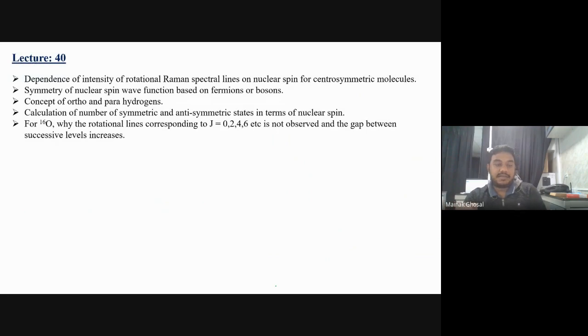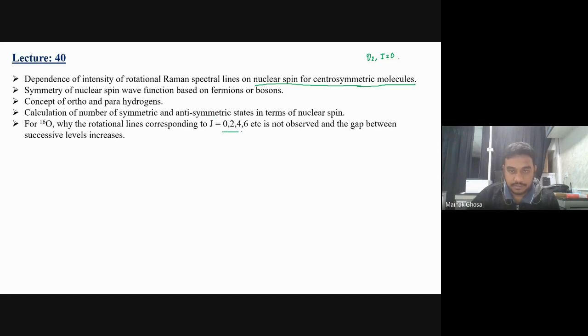In the next lecture, it was shown that the intensity of these rotational Raman spectral lines has a certain dependence on nuclear spin for a centrosymmetric molecule. On the basis of nuclear spin, the rotational spectral lines will be different. Suppose for oxygen, for which I equals 0, you can clearly see that the bands corresponding to J equals 0, 2, 4, 6 are not observed, which is written here.